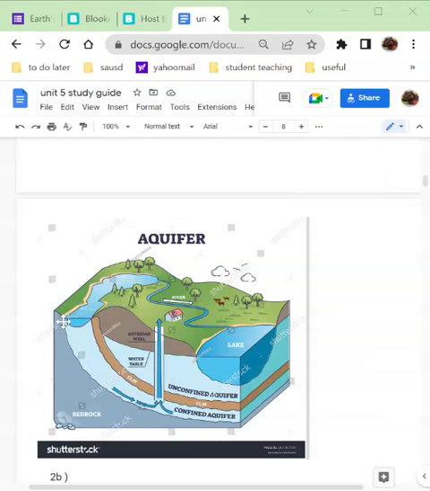So here's just an aquifer. That's kind of like a pathway of water down. So when water, gravity helps push the water down and creates this here. It's kind of like an underground water thing.